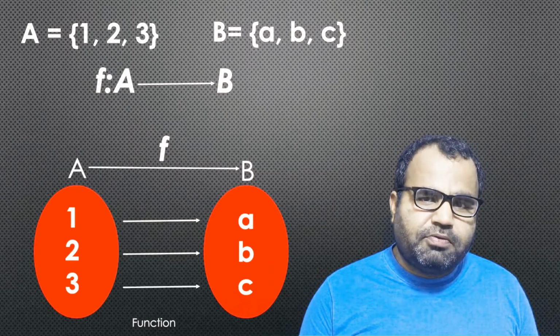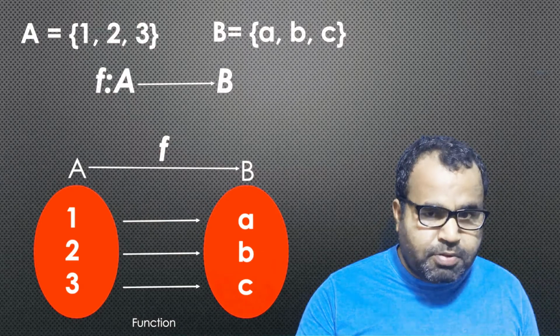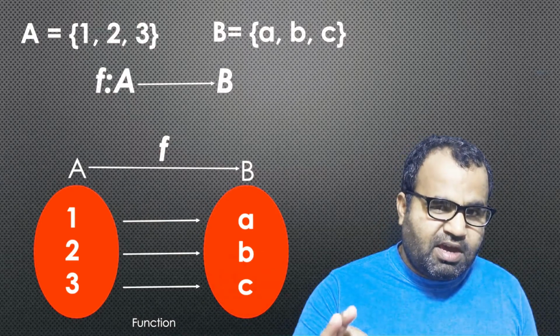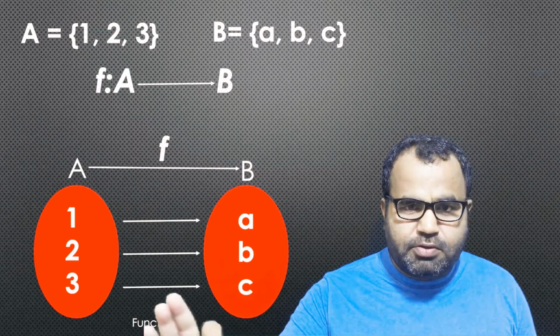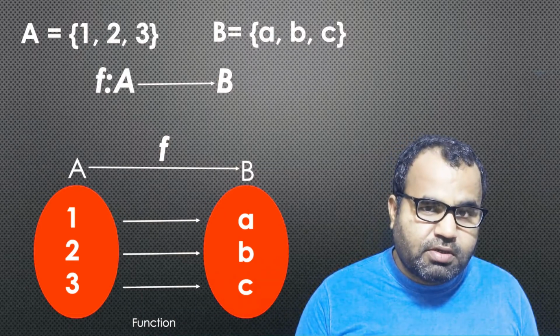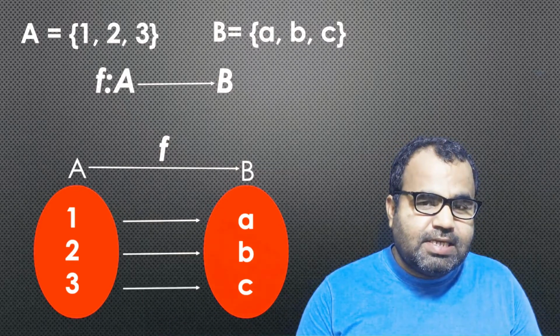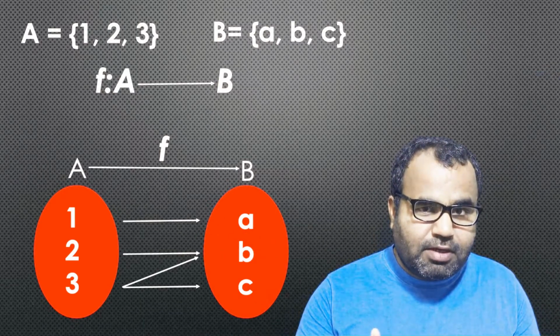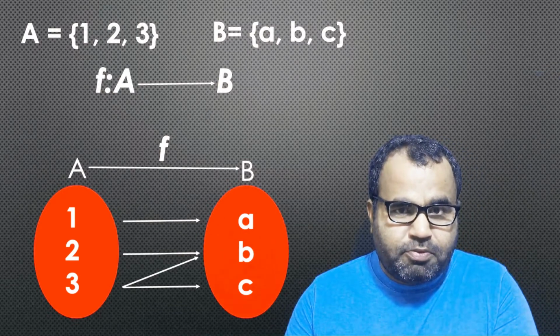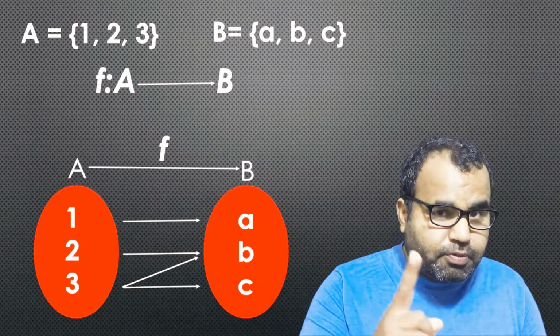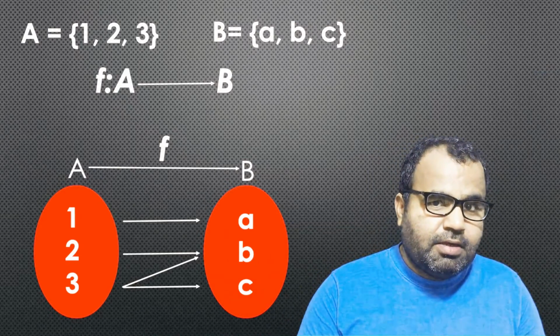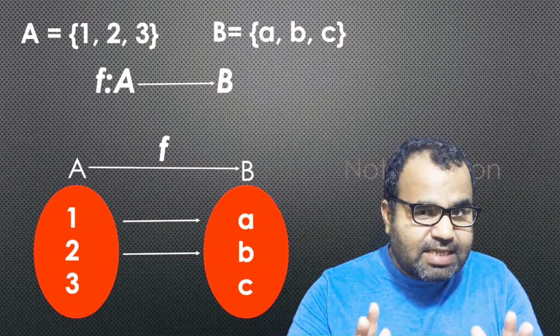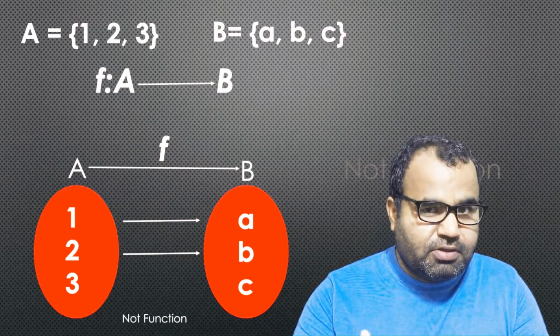For each input value, you have an output value. Therefore, F, which is a machine from set A to B, is a function. Now check that 3 is also attached with b. So this means that for each input value, there is not one output value. There are two output values for 3. So this means that in this case, this is not a function.